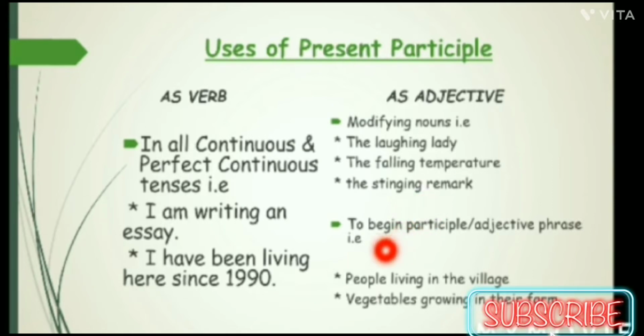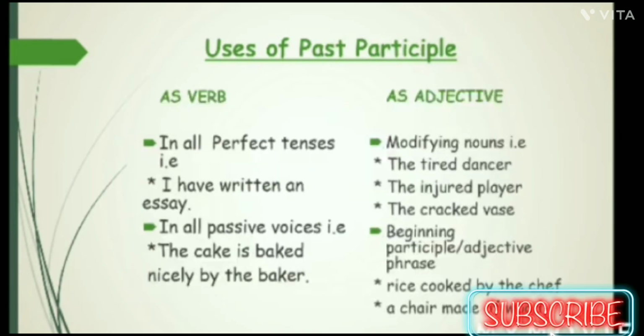Second use as an adjective is that present participle is used to begin participle or adjective phrases. For example, people living in the village, or vegetables growing in their farm. Now, in these examples, living in the village is a phrase modifying people, and in the next example, growing in their farm is modifying vegetables.